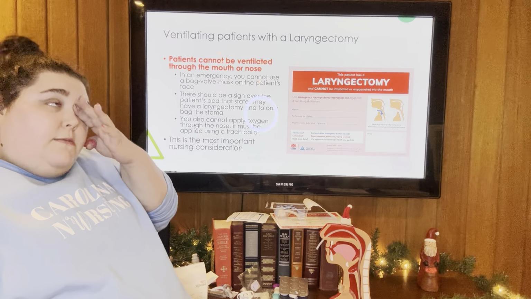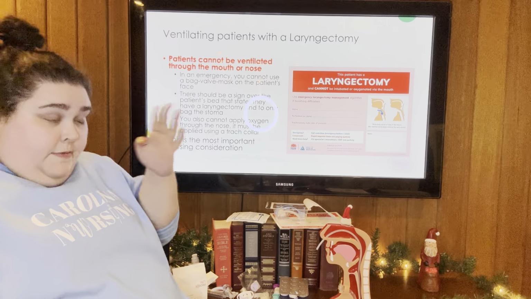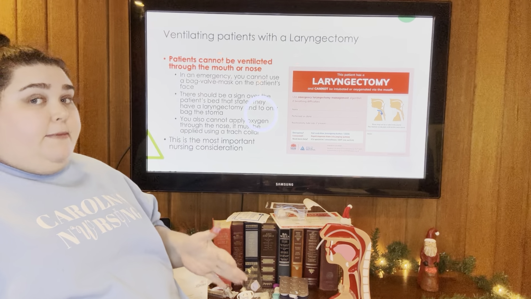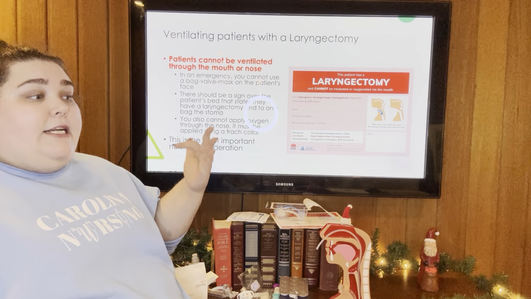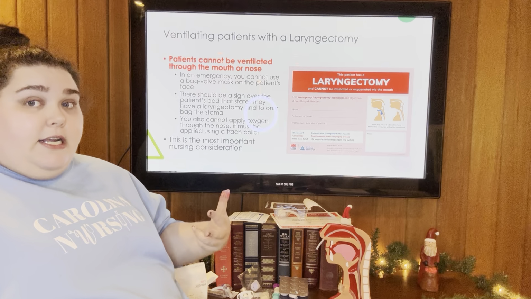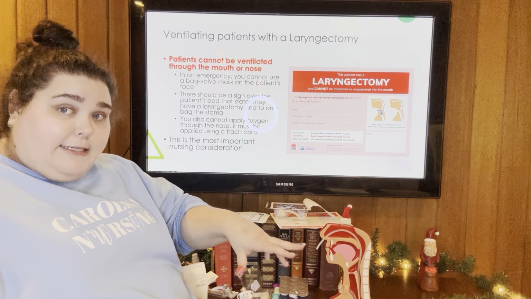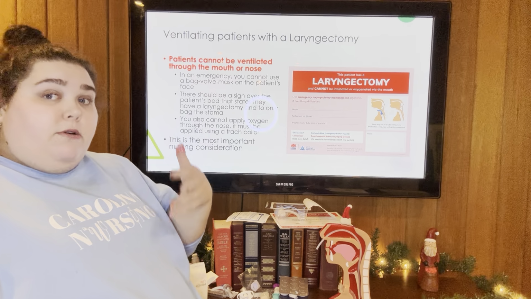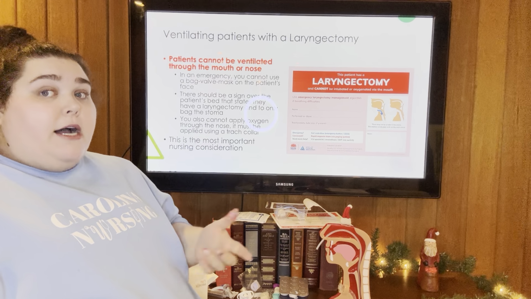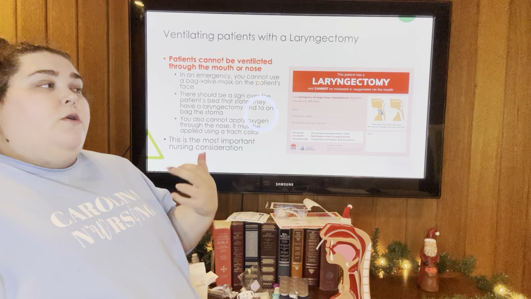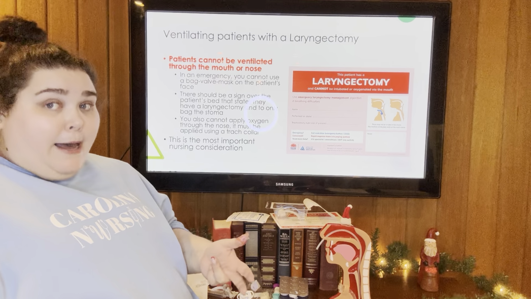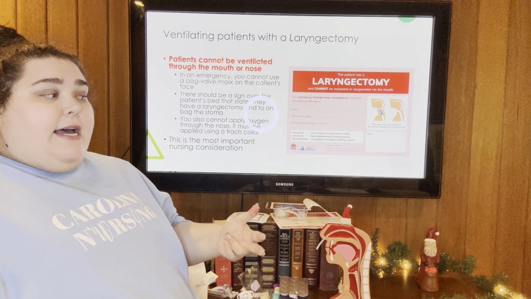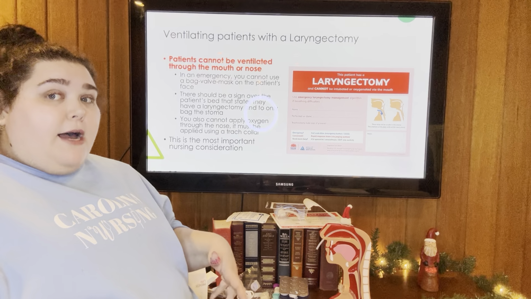So the biggest, most important takeaway from laryngectomies is that they do not have an upper airway any longer. We have fully surgically excised that. So we cannot bag them from their mouth or face. We cannot put them on oxygen through their nose or mouth. We can't put them on BiPAP or CPAP. And so because of that, it kind of limits our treatment options.